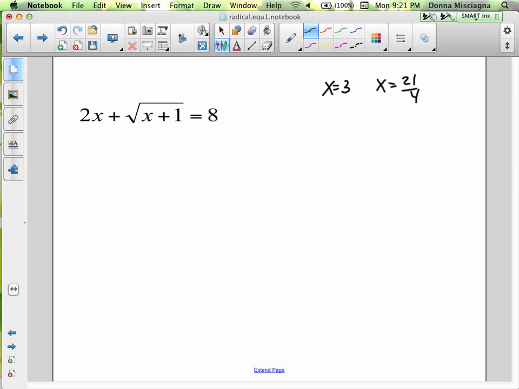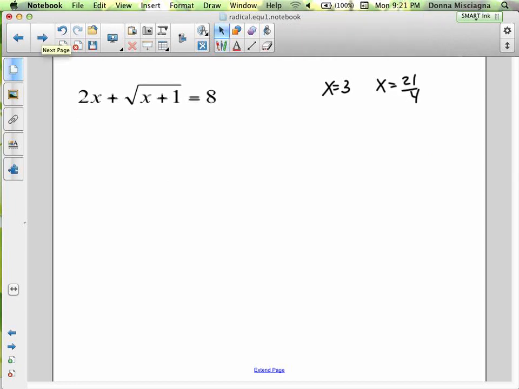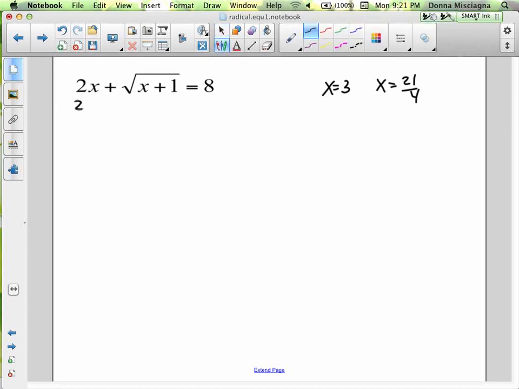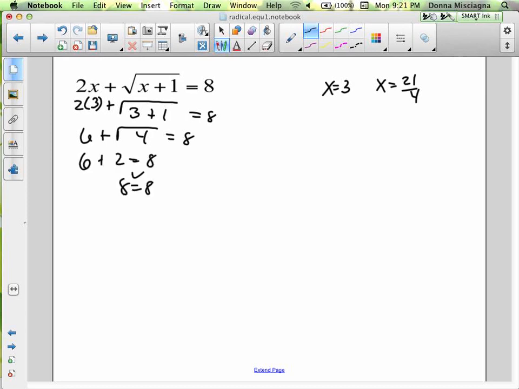All right, so we'll plug in the 3 first. So we have 2 times 3 plus the square root of 3 plus 1 equals 8. 2 times 3 is 6, plus the square root of 4 equals 8. Square root of 4 is 2. And that one checks out. Let's check the other solution, the 21/4.